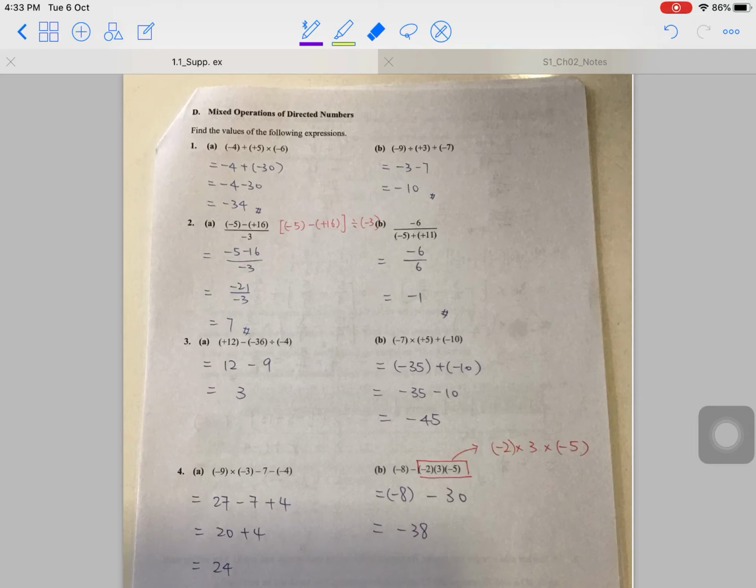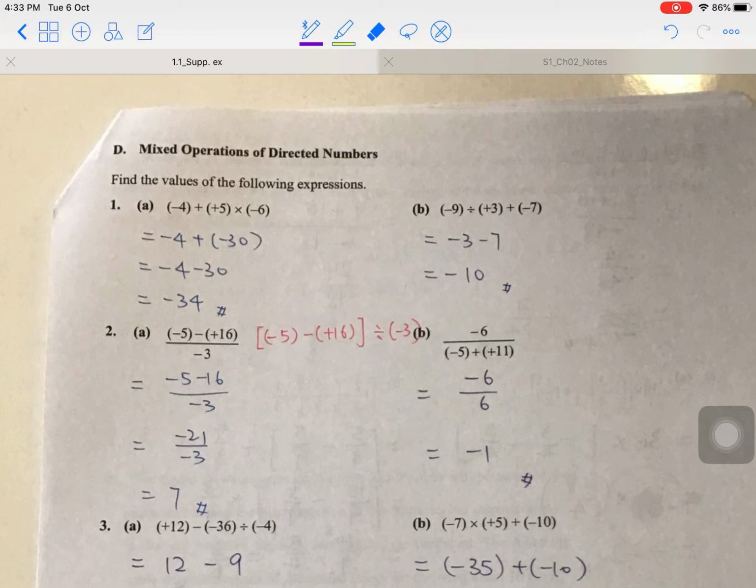So the rules are that if you see brackets, you calculate the brackets first, then followed by multiplication and division. Finally is the addition and subtraction. 即係有括號就計括號先，然後咧就係先乘除後加減。Let's look at question 1A.